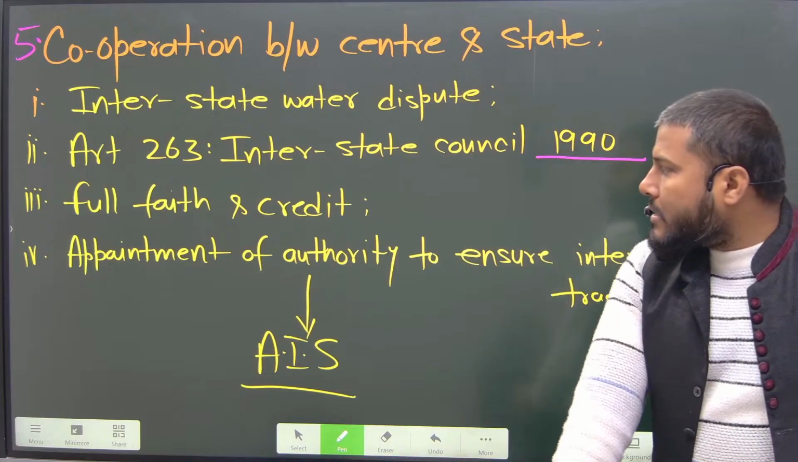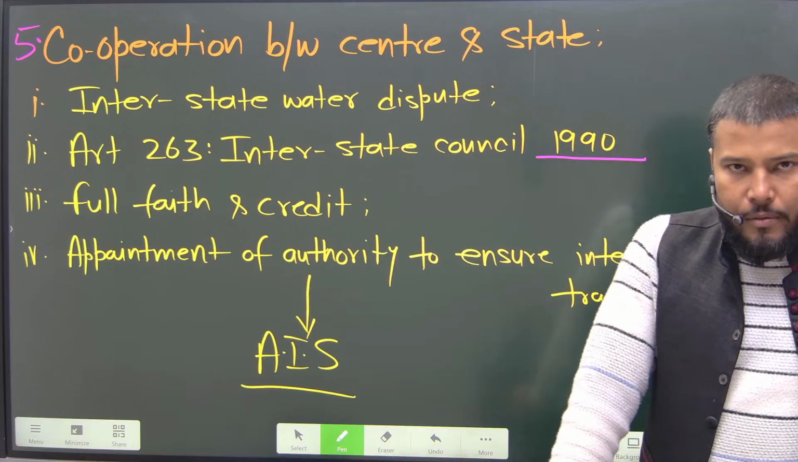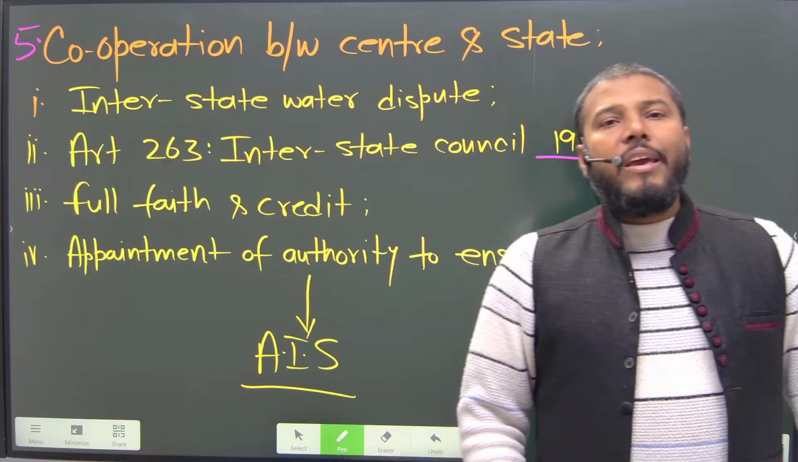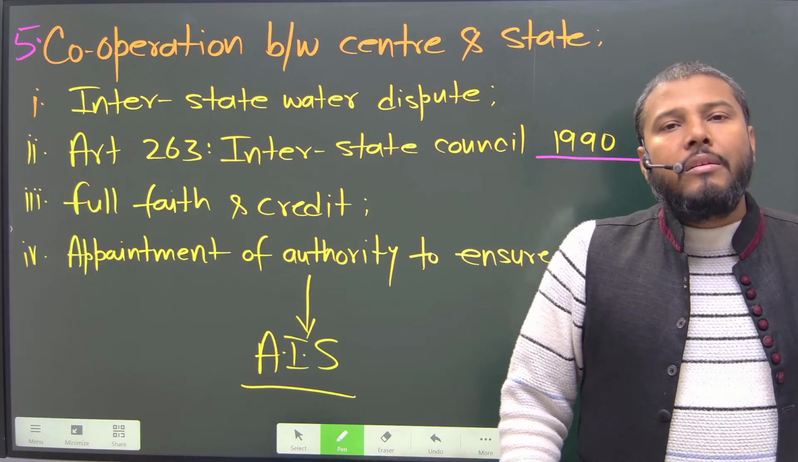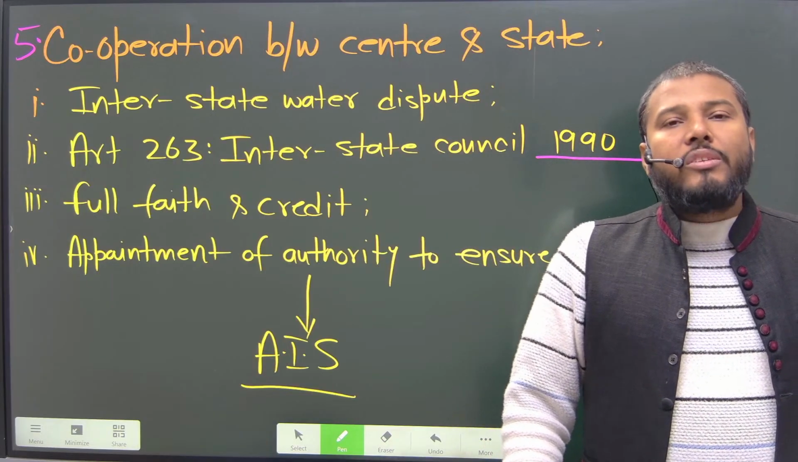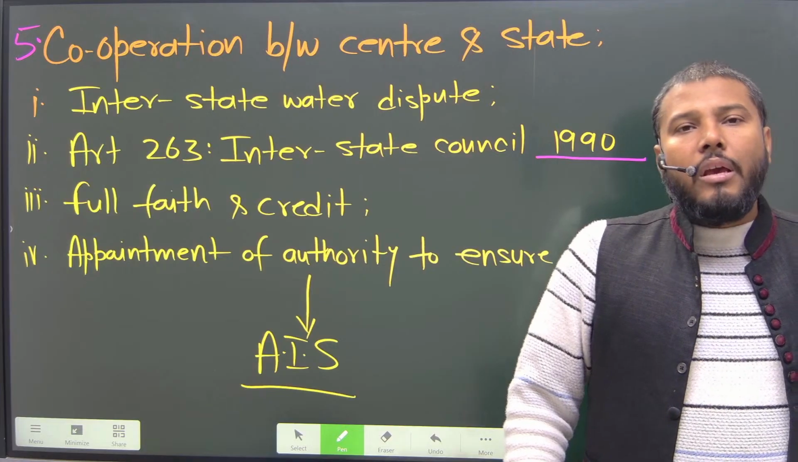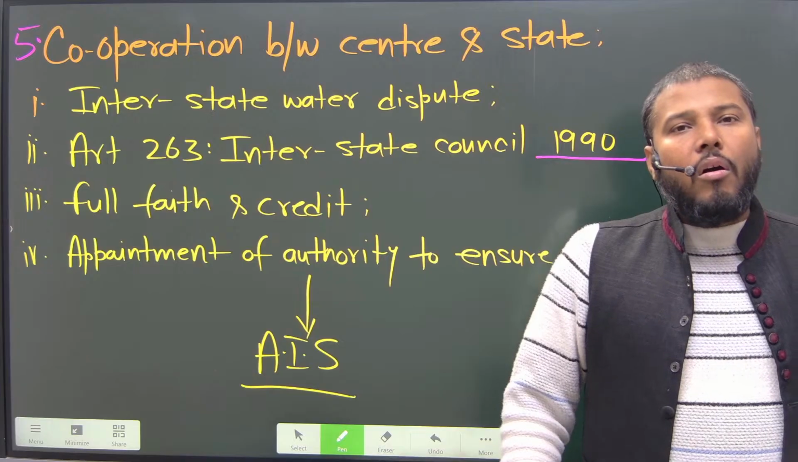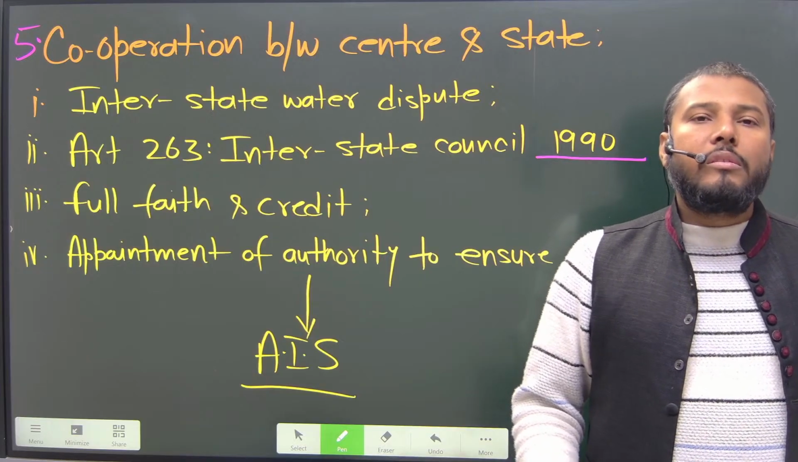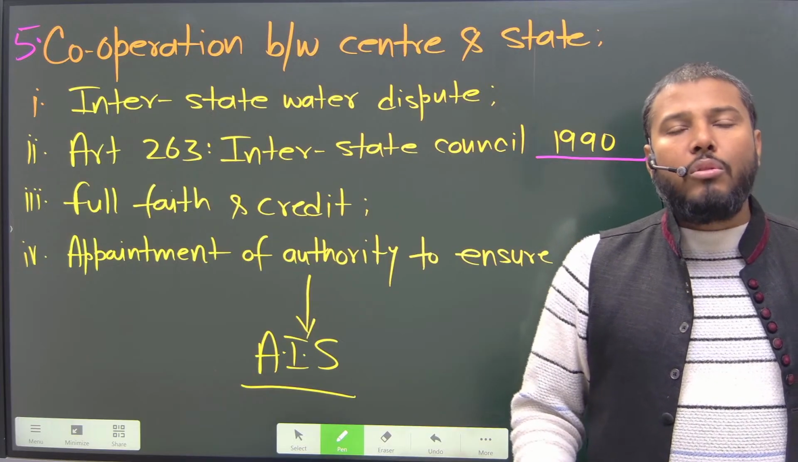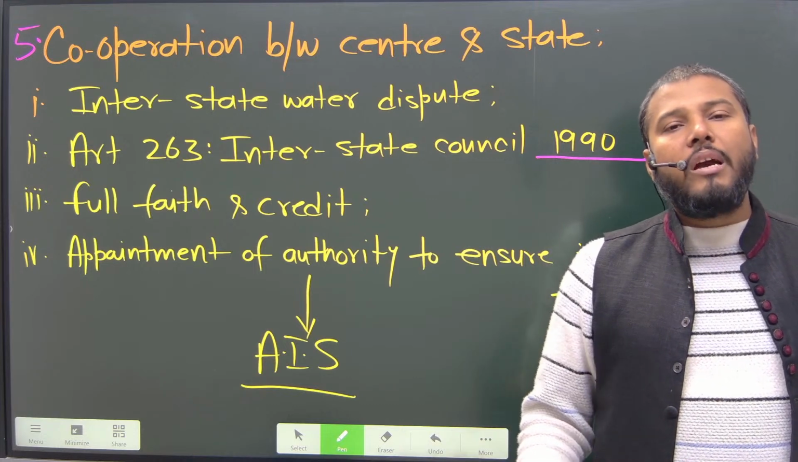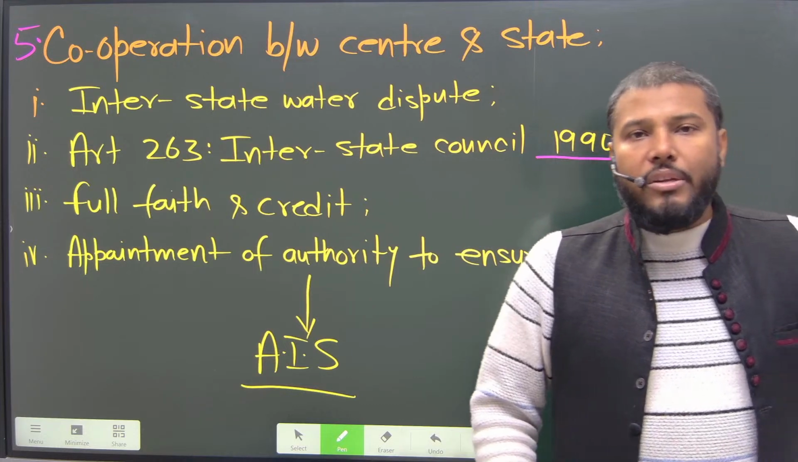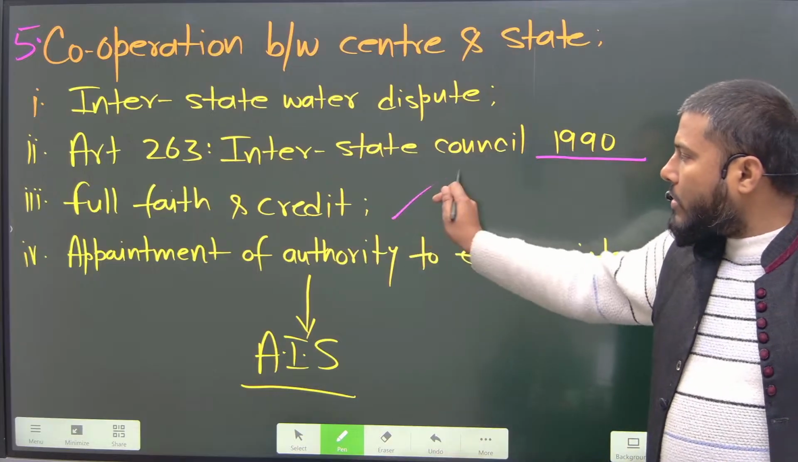The next one is full faith and credit. Full faith and credit shall be given to any legislation, any measure, any order across India, right? So either the parliamentary law or any state assembly laws, those laws and those measures, those initiatives shall be recognized across the territory of India, right? This is also one of the clauses.